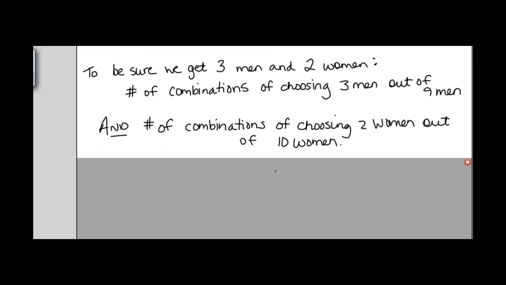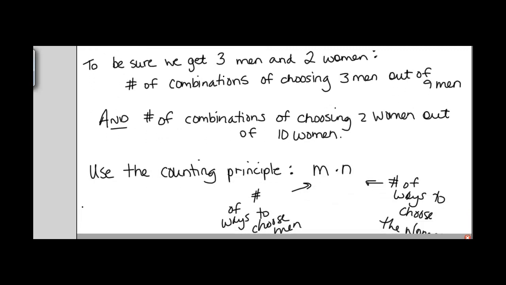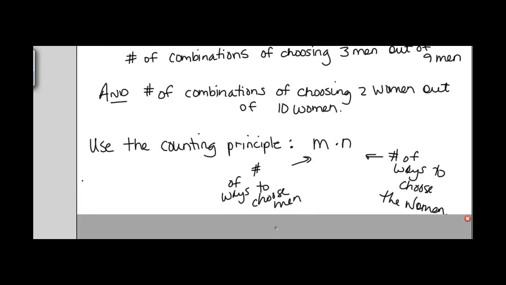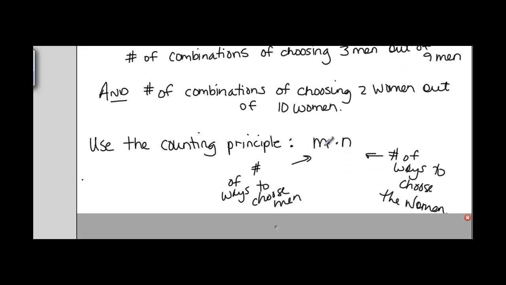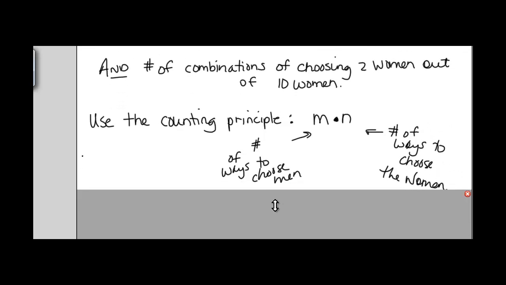And then we'll use the counting principle from a previous section. Remember that with the counting principle, we used M times N, the number of outcomes from one event times the number of outcomes from a second, which gives the total outcomes for those to happen together. So the first event here would be the number of ways to choose men for our group, and then the number of combinations of choosing the women for that same group. So let's find our combinations.